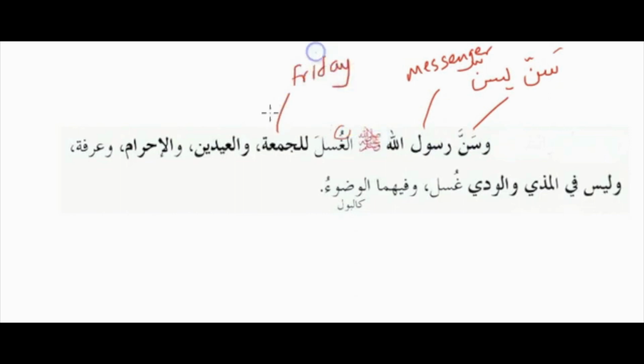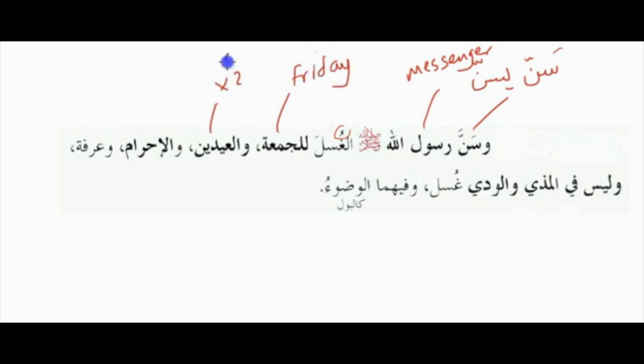Right, let's explain the words. Sunnah, this has the meaning of sunnah, and it's a past tense from the pattern sunnah yasunnu. Sunnah yasunnu means to make a practice, to make sunnah. Rasul means messenger. Allah is Allah, sallallahu alayhi wa sallam, we've done this before. Ghusl is bathing, lil-jum'ah. Jum'ah is Friday. In the Arabic language, the name for Friday is jum'ah.